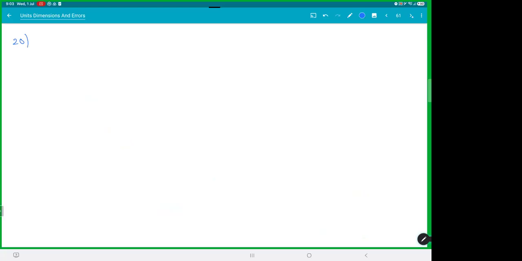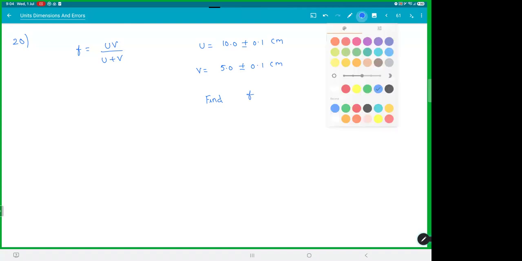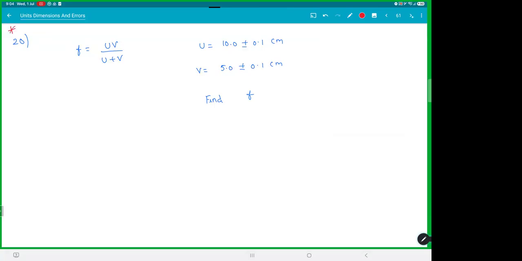Now we have an experiment in mirrors, which is given by F equals UV by U plus V. So there is a quantity like this. F is called focal length and all. So don't worry about this. Let's say U is 10.0 plus or minus 0.1 centimeter. V is, let's say, 5.0 plus or minus 0.1 centimeter. Find error in F, or find focal length. This is a good one.